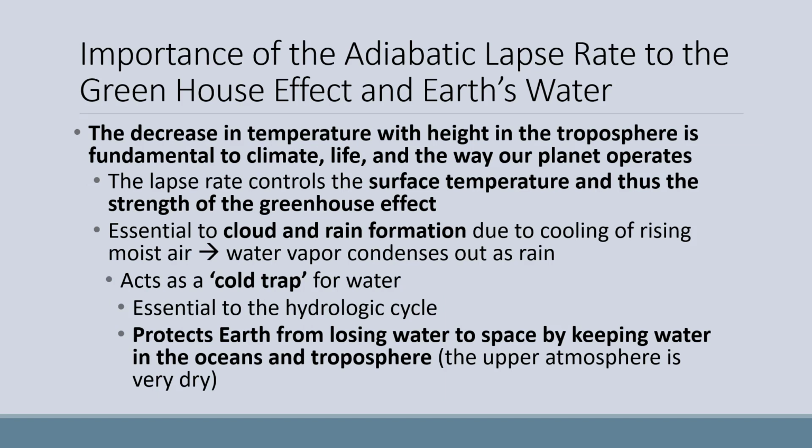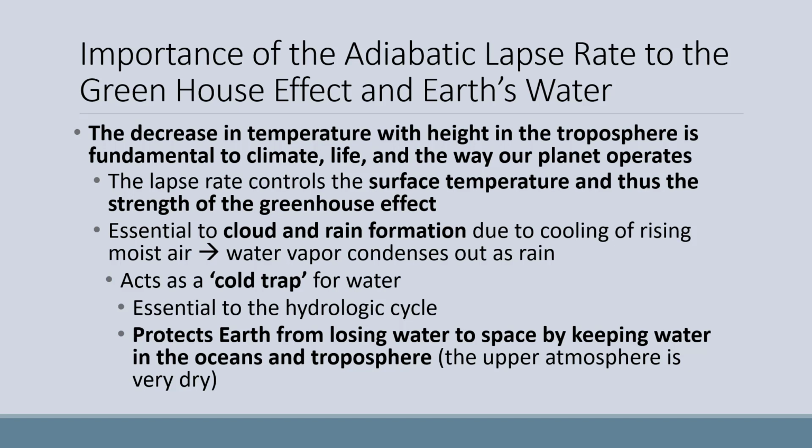The decrease in temperature with height in the troposphere, which is due to the adiabatic lapse rate, is actually fundamental to climate, life, and the way our planet operates. For one, the lapse rate controls or maintains the surface temperature, and thus the strength of the greenhouse effect. The adiabatic lapse rate is also essential to cloud and rain formation, due to cooling of rising moist air, which leads to water vapor condensing out as rain.